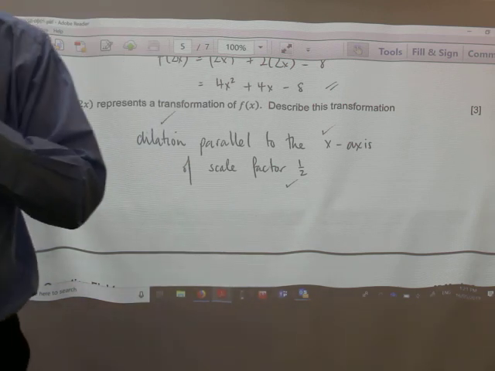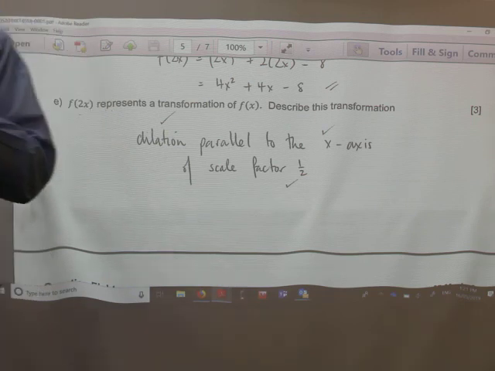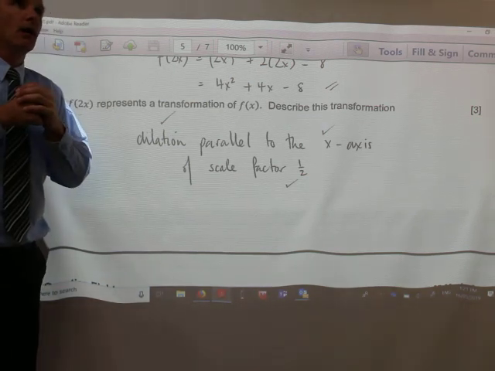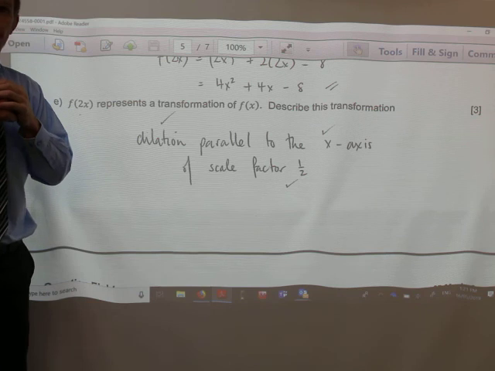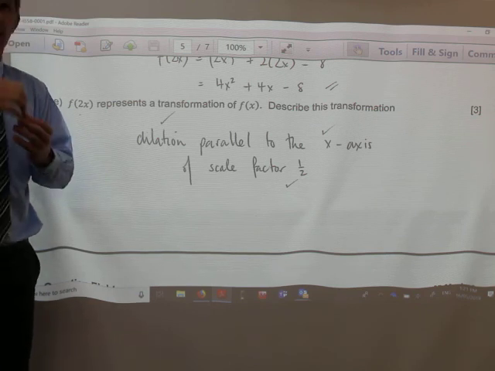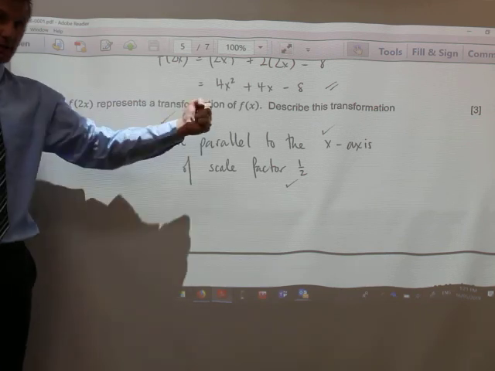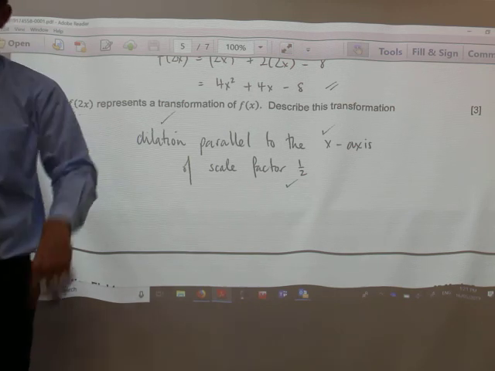Is that the same as dilating it by a scale factor of 2 parallel to the y-axis? Yes, it will be. I didn't get any marks. Okay, we'll follow that up. Yeah, because you can stretch it this way, it'll have the same impact as doing that. Yes, it will. Yep.